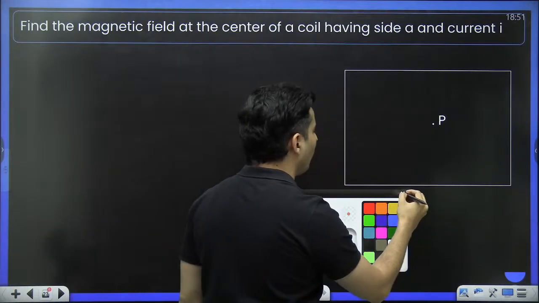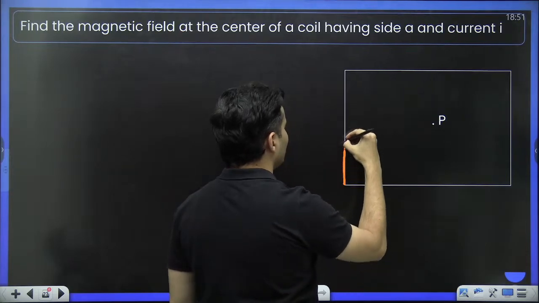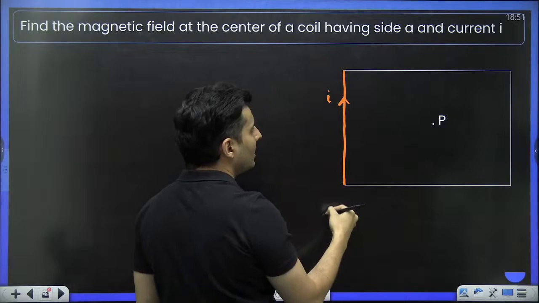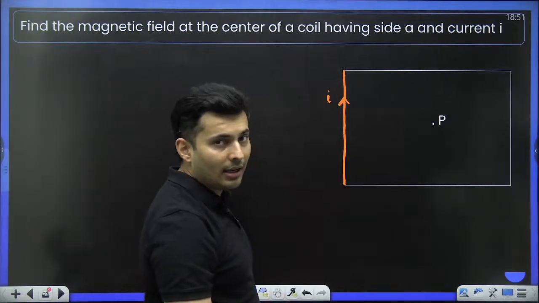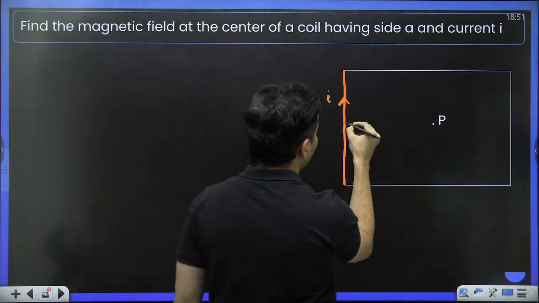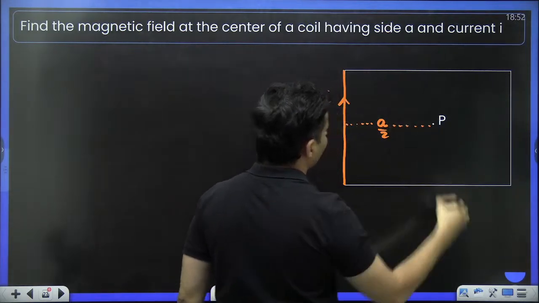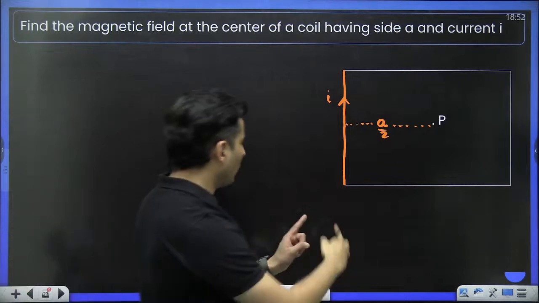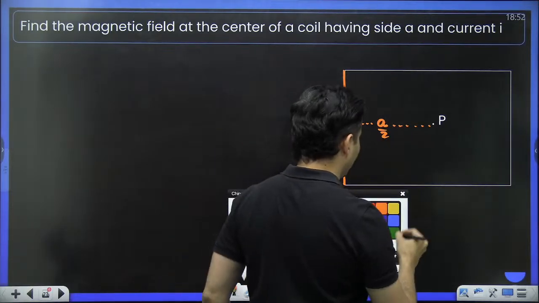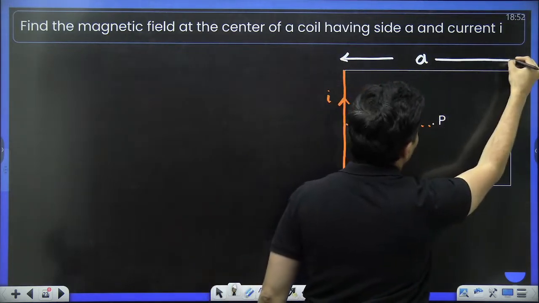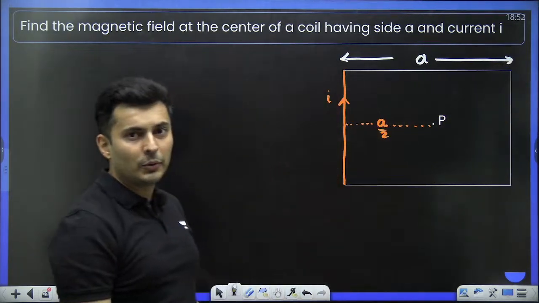Why not just take one of the sides, treat it like a finite wire which carries some current I. The side length is totally a, correct? You are standing at a distance of a by 2 if I am not wrong. Why is this a by 2? Because the total side length is a. Please keep this in mind, the total side length, this whole thing is basically A. So this will be A by 2.